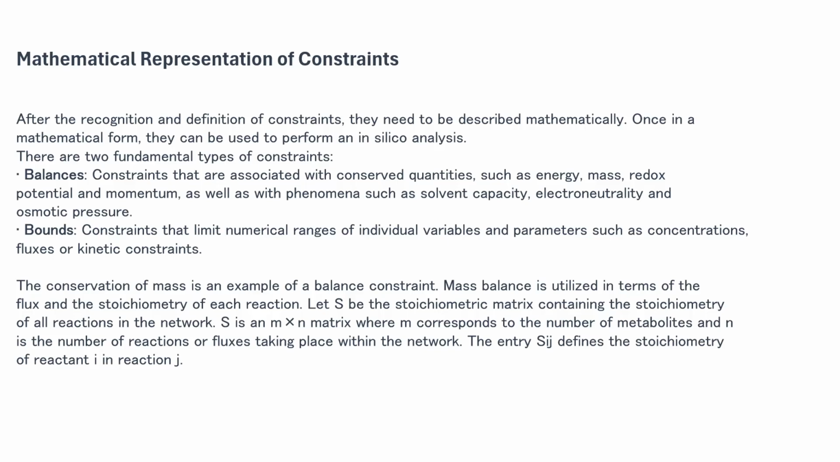So principles like conservation of energy, conservation of mass, these are balances. The amount that is going in should be equal to the amount that is coming out, be it in case of energy, be it in case of mass. In mass, we are more concerned about the amount of reactant or the amount of a particular biomass that is going inside the system. Next is the bounds. These are basically numerical ranges of individual variables, such as concentrations, fluxes or kinetic constants.